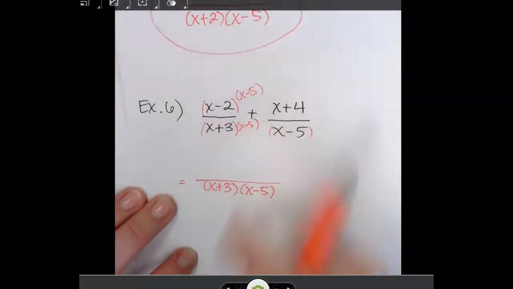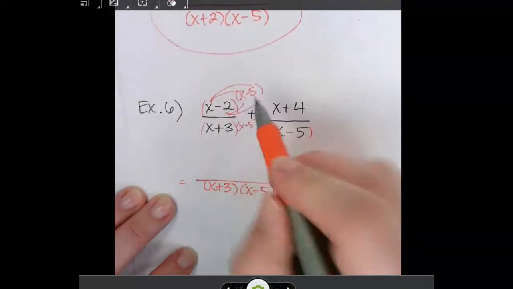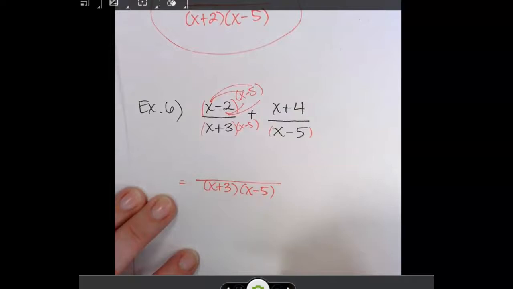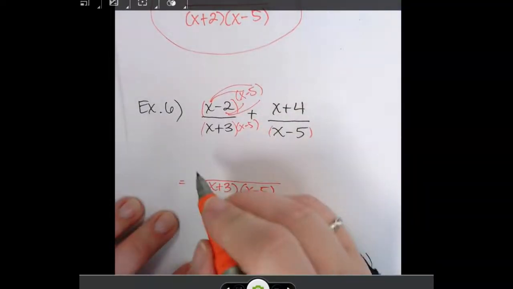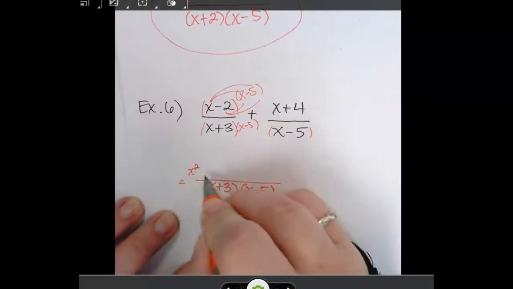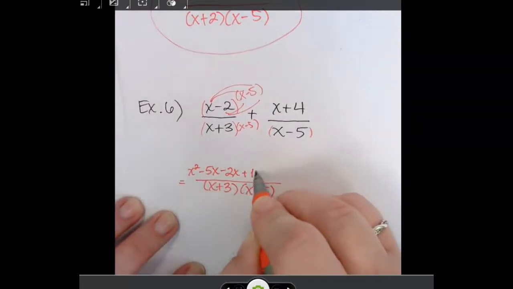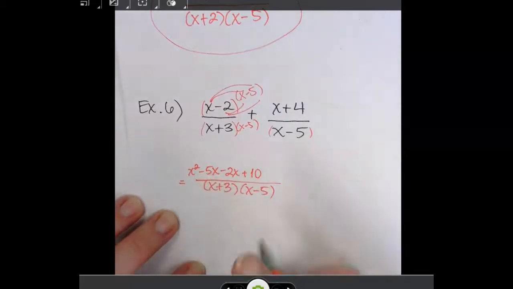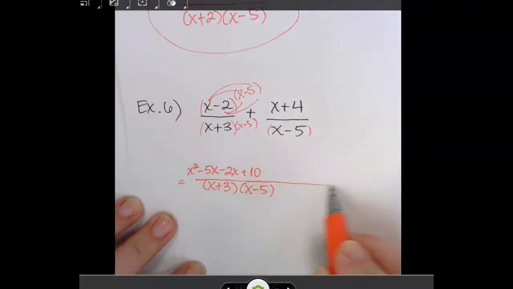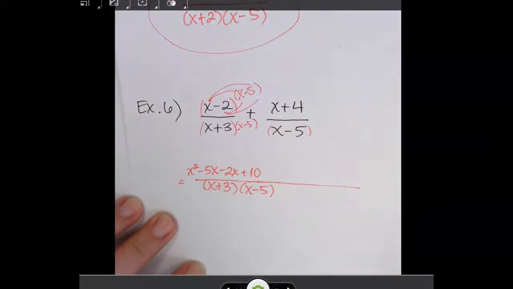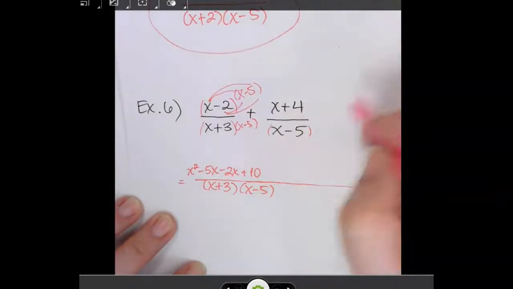Now in my numerator, I'm going to distribute this out using FOIL, using distributive property, and that's going to become a quadratic. Right, so I would get x squared minus 5x minus 2x plus 10, which you could go ahead and condense this to a -7x if you like. We're going to have to combine all our like terms anyway in just a moment when we do the second one. So the second fraction has the x minus 5 factor. It's missing the x plus 3 factor.